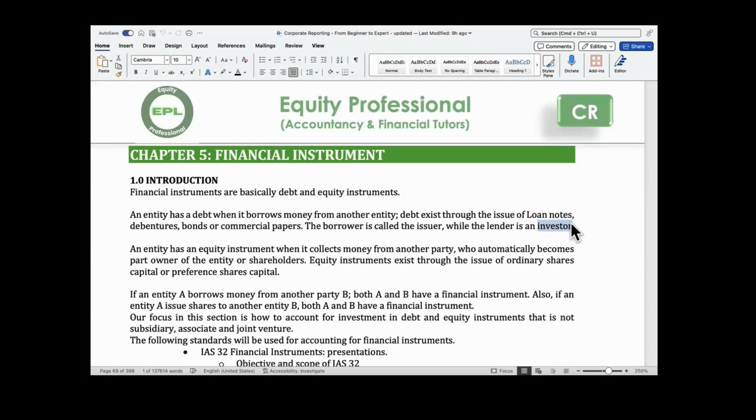Now, those that are investing, those that are giving him money, they are an investor. That is a debt instrument. So, of course, there will be an issuer and there has to be an investor. If those parties are not present, we cannot even have a debt instrument. Somebody must be giving money, somebody must be collecting. And that's why we have a debt instrument.